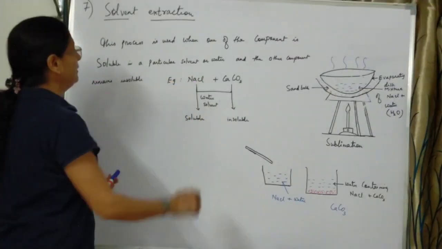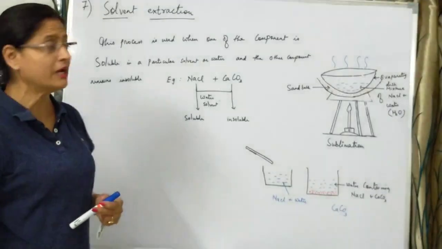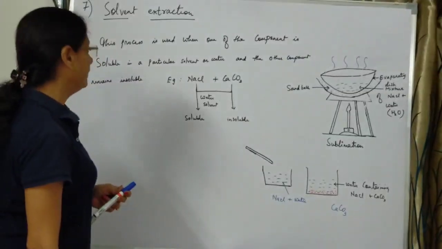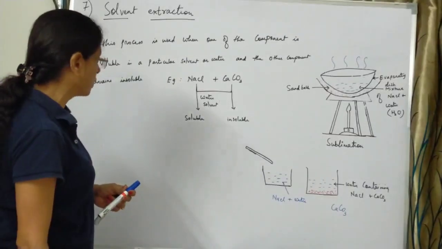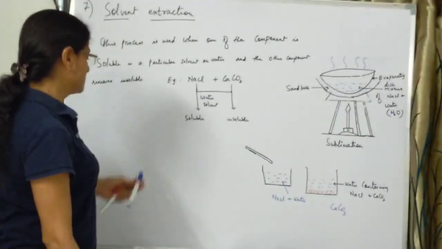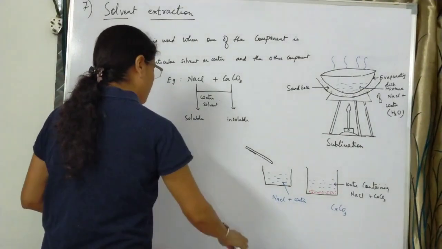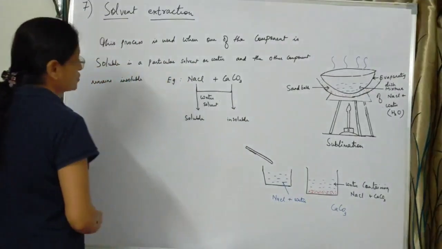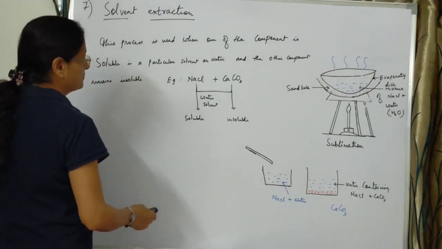This method can be employed when one of the components is soluble in a particular solvent and the other component is insoluble. That is, sodium chloride was soluble in water, where water is acting as a solvent, and calcium carbonate remains insoluble. Only then can solvent extraction be done. Now there are various solvents which can be used for extraction of various components. So let me just give you a list of certain substances.